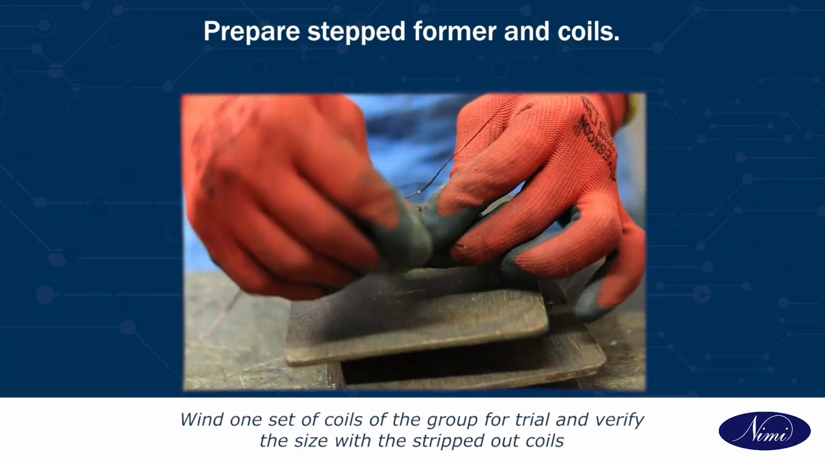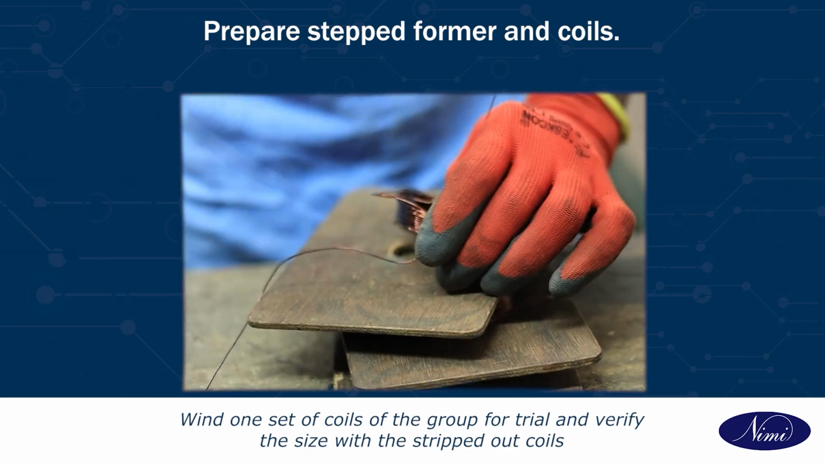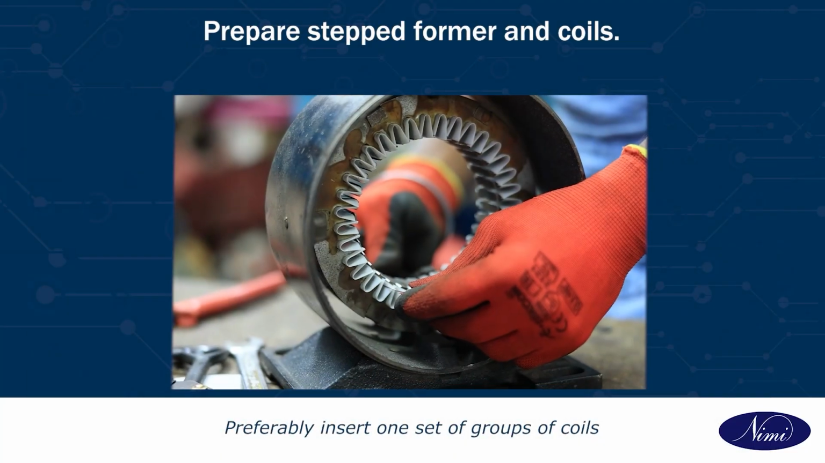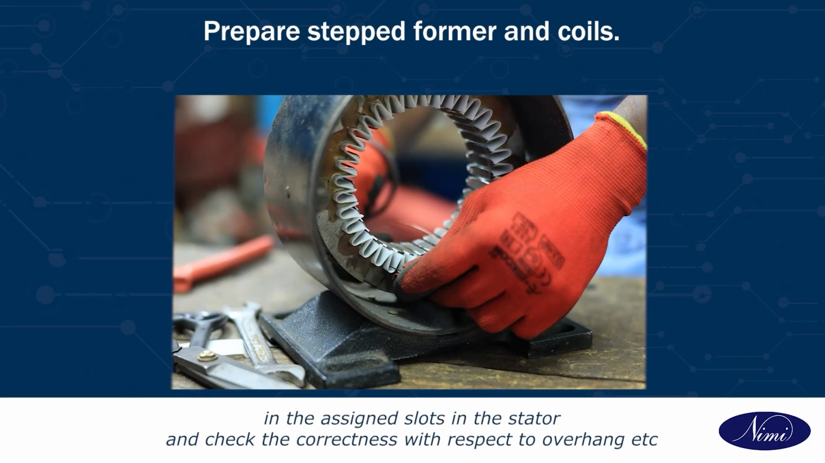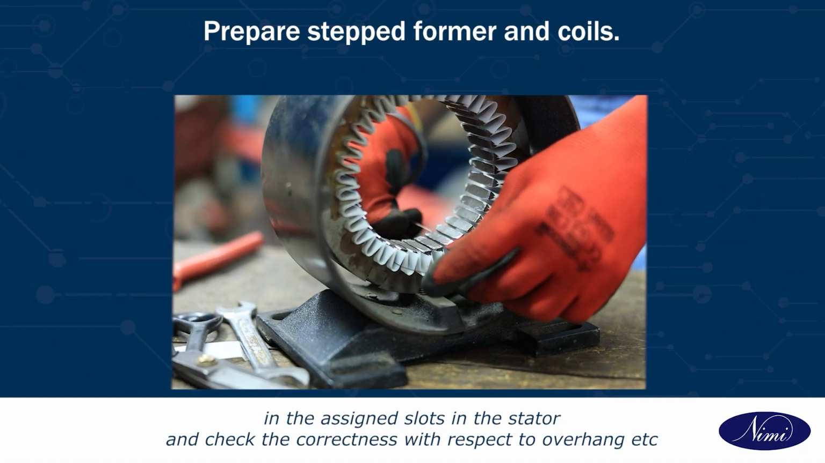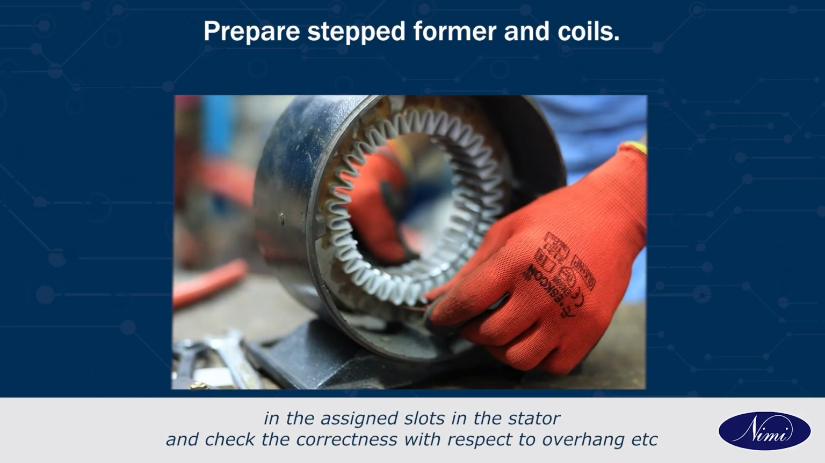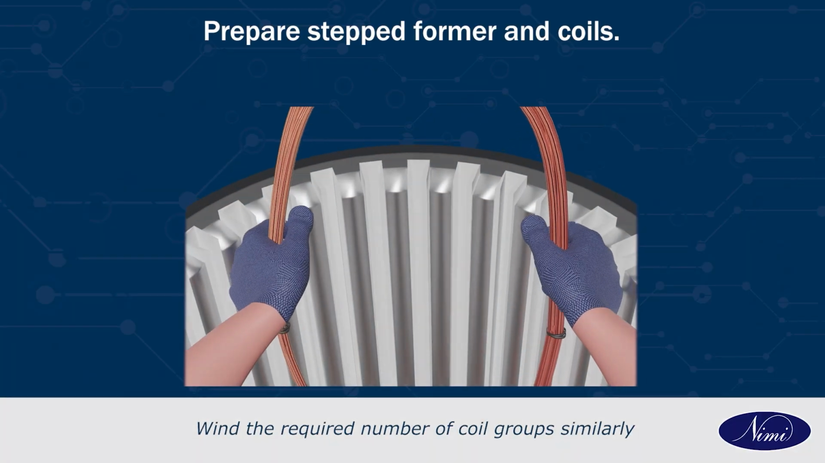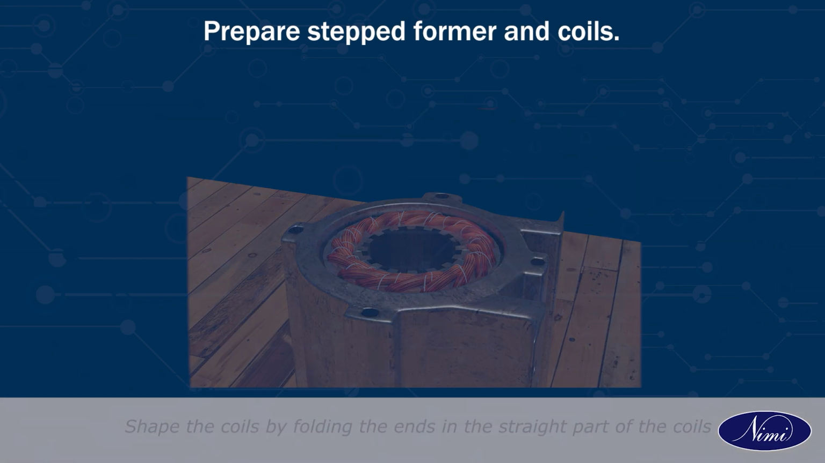Wind one set of coils of the group for trial and verify the size with stripped out coils. Preferably, insert one set of groups of coils in the assigned slots in the stator and check the correctness with respect to overhang, etc. Find the required number of coil groups similarly. Shape the coils by folding the ends in the straight part of the coils.